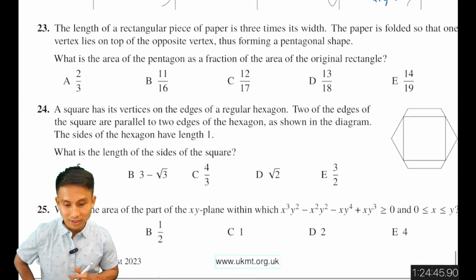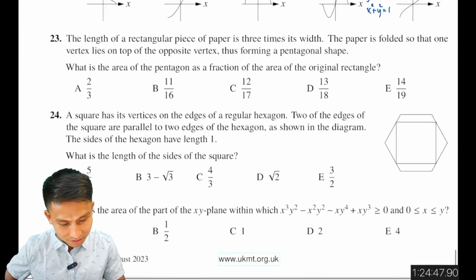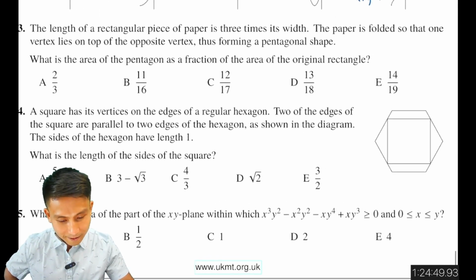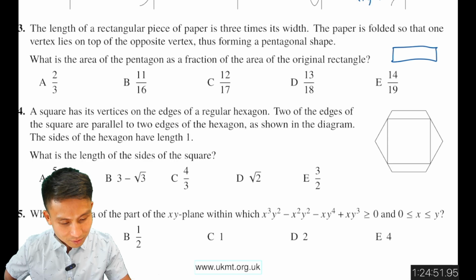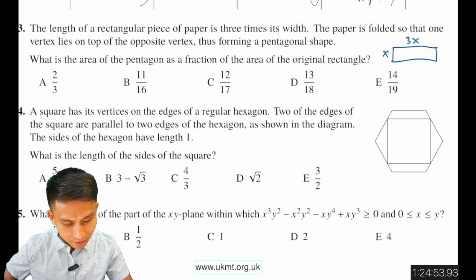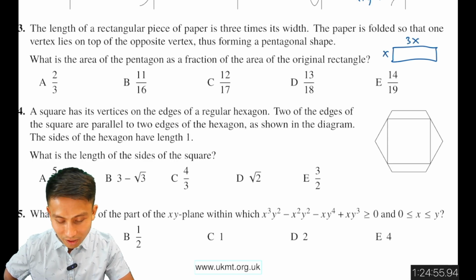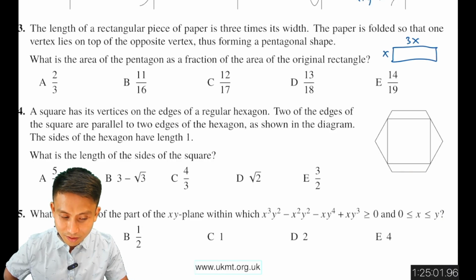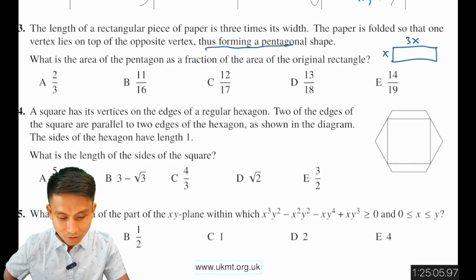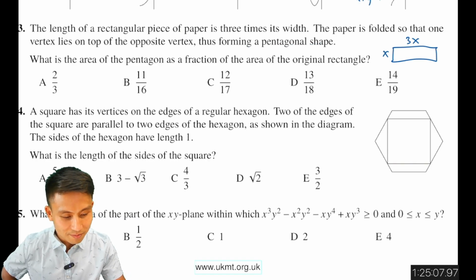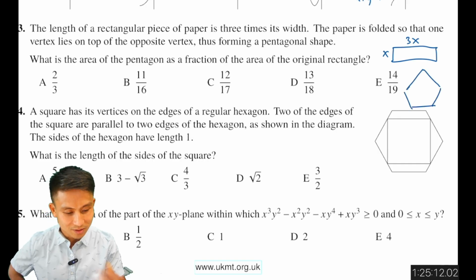Number 23. The length of a rectangular piece of paper is 3 times its width. Okay, length is 3 times, so that's x, that's 3x then. The paper is folded so that one vertex lies on top of the opposite vertex. Thus forming a pentagonal shape. Pentagon looks like this. How do you fold that to look like this?